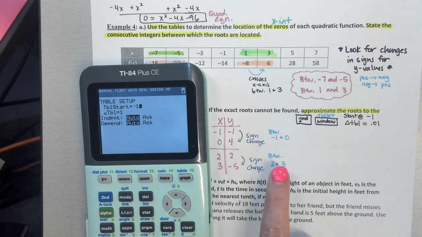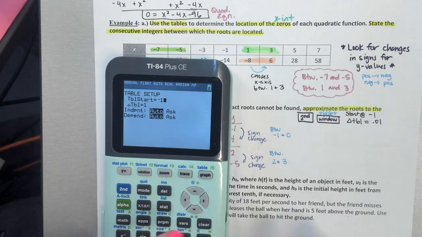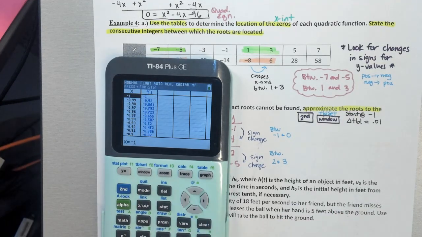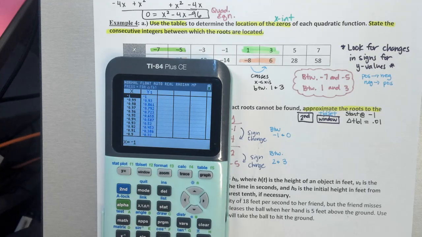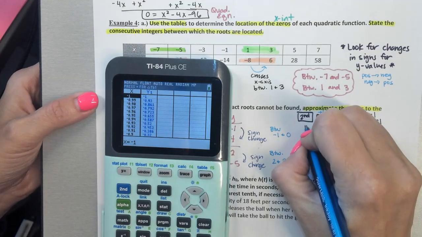And then I'm going to do it again, but for this one. Okay, and then we're going to change this to 0.01. So second table. Okay, now we're rounding to the nearest hundredth, so it might not be exact. What you're going to do is you're going to find the y value closest to 0.